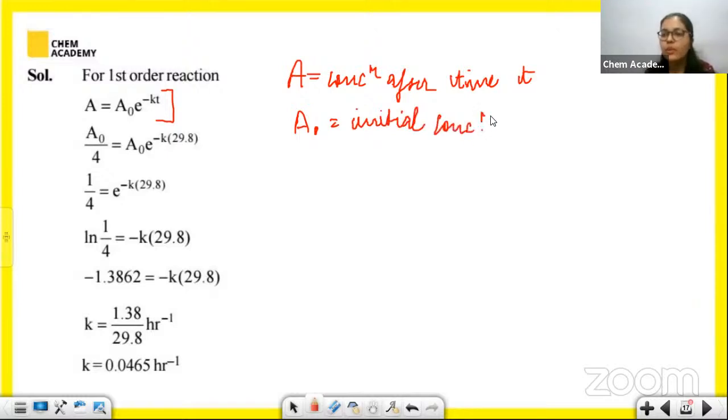What were we given in the question? That Na24 decays to 1/4 of the initial concentration. So it becomes 1/4 A0. If we substitute these values in this equation, then A will become A0/4 equals A0 e^(-kt). And we were also given the time in the question, that it becomes 1/4 of the initial concentration in 29.8 hours.